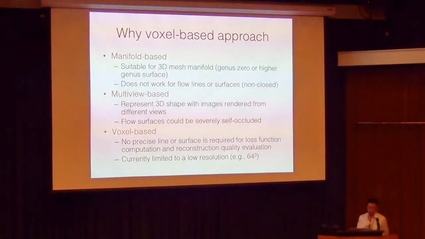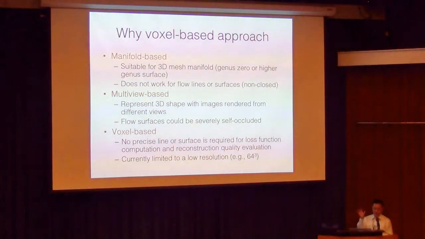So you may ask, why are you using this voxel-based approach? There are actually different approaches that can be leveraged. In computer graphics, people mostly use manifold-based methods, but these are normally suitable for 3D mesh manifolds, which have genus zero, so they can be mapped to spheres or higher-genus surfaces. But this does not work on flow surfaces because they are typically non-closed surfaces. And a flow line is a degenerate case of a flow surface. And the other direction is using multi-view techniques.